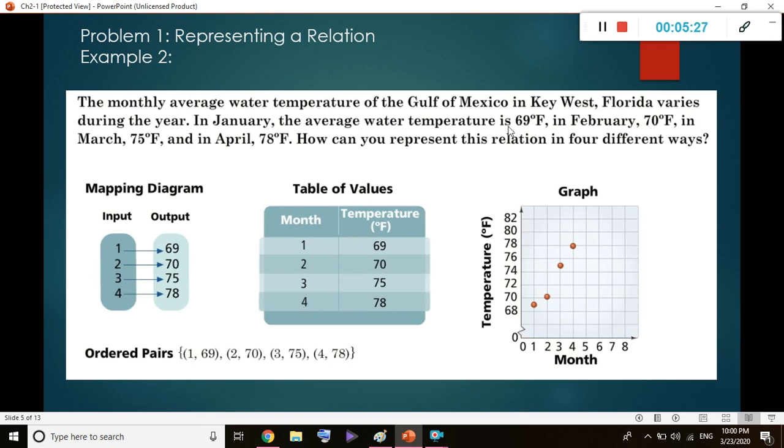For February, 79. So we're just gonna put 69, 70, 75, 78. The same for the table values. And here we're just gonna plug these XY coordinates or points. Okay, so that's how we represent a relation.